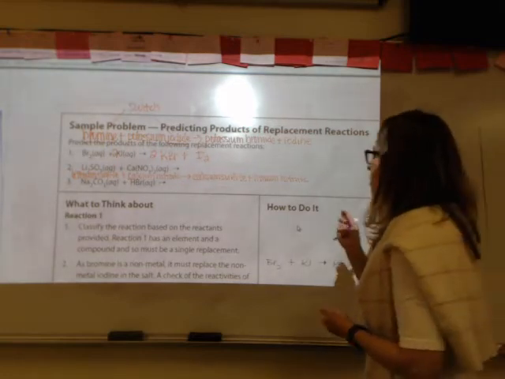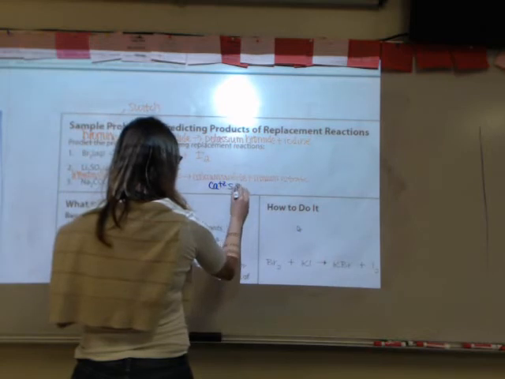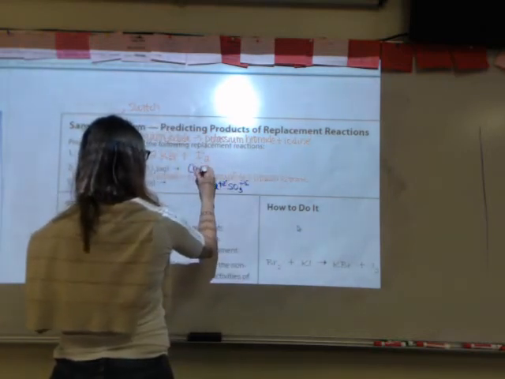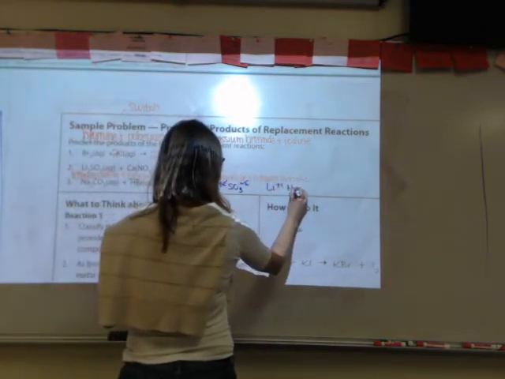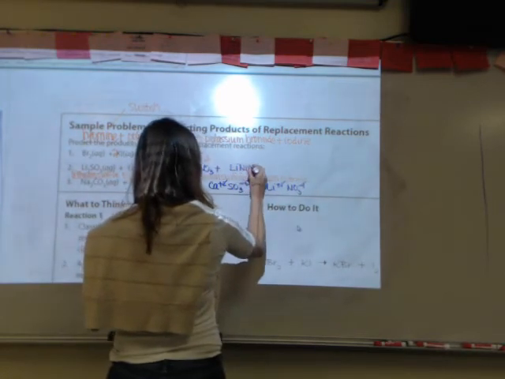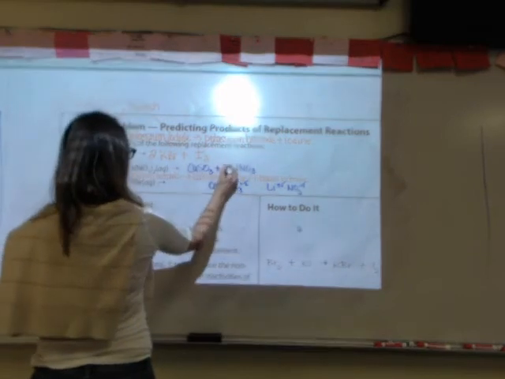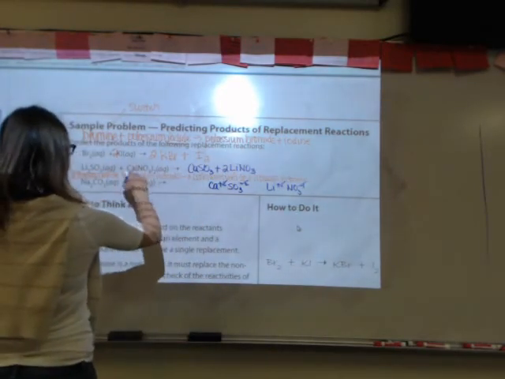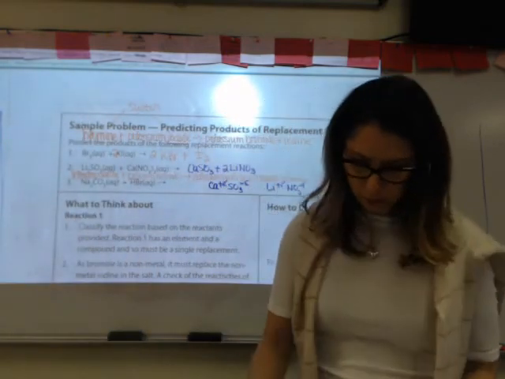Now we cross charges. Calcium is Ca+2, sulfite is SO3 -2. Those cancel. I get CaSO3. Lithium is Li+1. Nitrate is NO3 -1. Those cancel, and you get LiNO3. You're going to need to put a 2 in front of LiNO3 to balance the nitrate and the lithium, and then your calcium and your sulfite are already balanced.